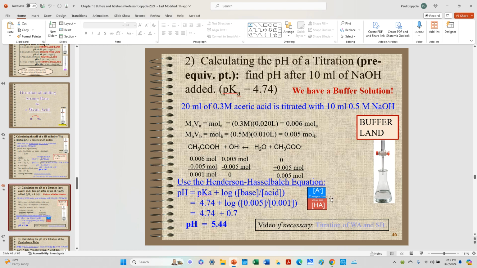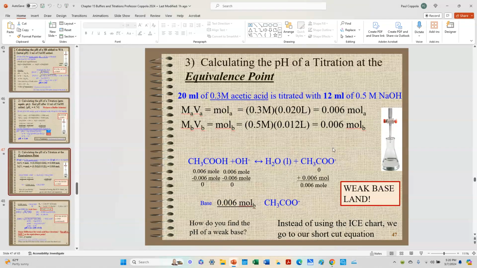Why are we in buffer land? Because we have a weak acid and its conjugate base. We have that much left over after it's neutralized, and that much of the weak base is formed. So that was the most complicated one. And then in the next slide, we're going to go to weak base land.